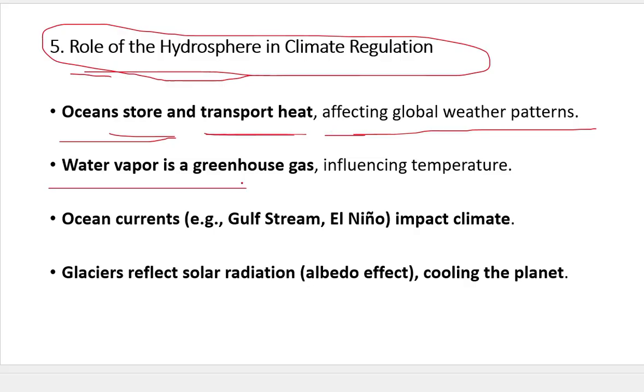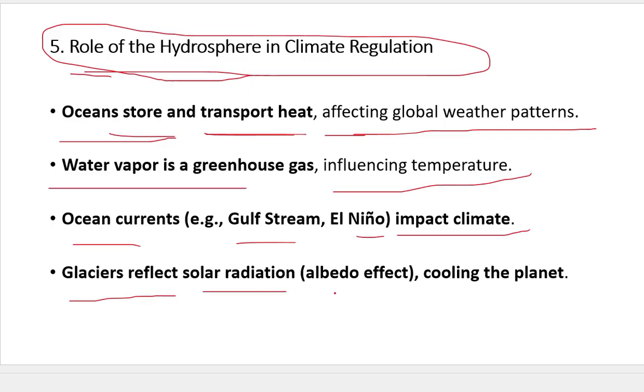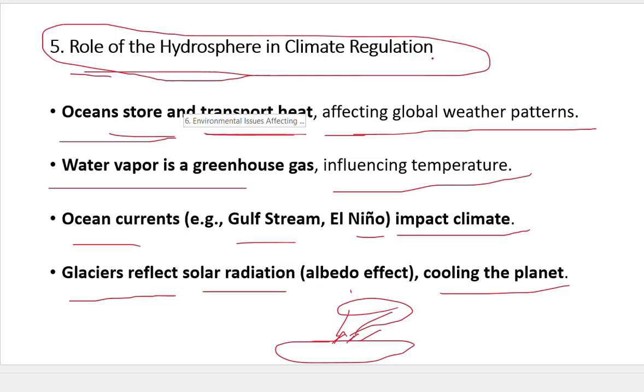Then water vapor is a greenhouse gas. It influences the temperature. This water vapor traps heat and the atmosphere will be warm. And that's how it influences temperature. Then ocean currents, Gulf Stream, El Nino, La Nina, also impact the climate. Glaciers reflect solar radiation, albedo. Glacier has the highest albedo. Please remember, glacier has the highest albedo. Albedo is nothing but when solar radiation falls on any object, reflection will happen. That reflection is called albedo and it cools the planet. Okay, and this is the role of the hydrosphere in climate regulation.